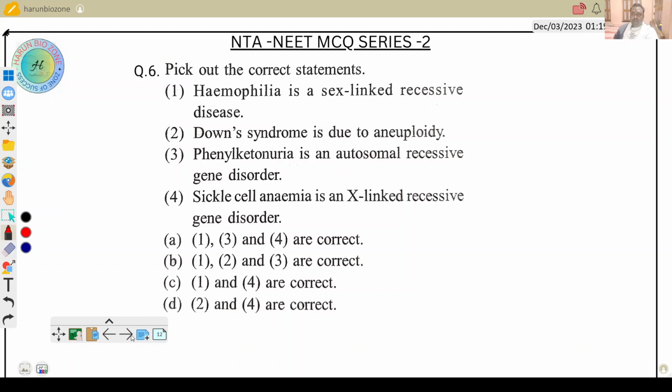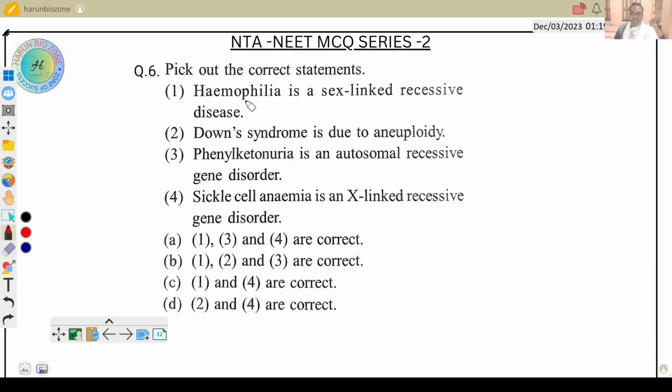Then next question, pick out the correct statement. Hemophilia is a sex-linked recessive disease. Hemophilia means the blood clotting factor is not produced. So if somewhere there is a cut, the blood will keep flowing continuously from there. That is called hemophilia. This is also called the royal disease.